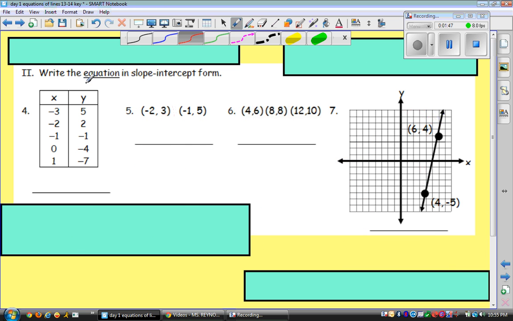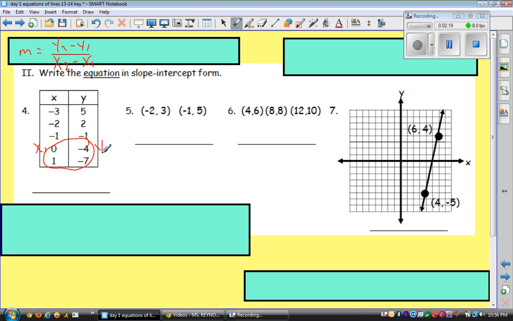In each one of these problems, we're going to have to use the formula for slope, which is m equals y2 minus y1 divided by x2 minus x1. So what you're going to do in each one of these is pick 2 points and plug them into the formula. So I'm going to choose these 2 points down here at the bottom. So I choose this to be x1, y1, x2, y2. So plug them into the formula.